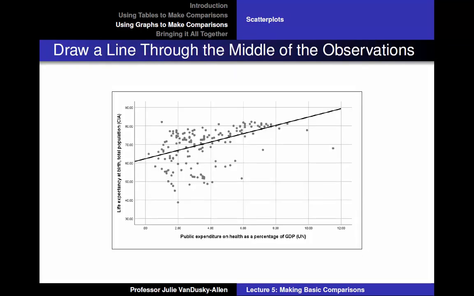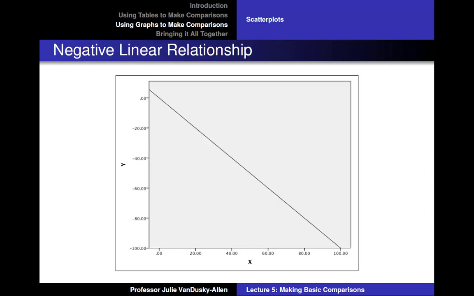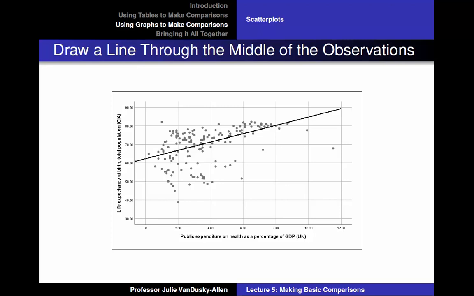In order to figure out if the relationship is positive, negative, or neutral, you should draw a line through the middle of the observations. If the line has a positive slope, then you conclude that there is a positive relationship. If the line has a negative slope, you can conclude that there is a negative relationship. And if the line has a slope of 0, you can conclude that there is no relationship. So going back to our example, the scatterplot suggests that there is a positive relationship between public health expenditures and life expectancy.